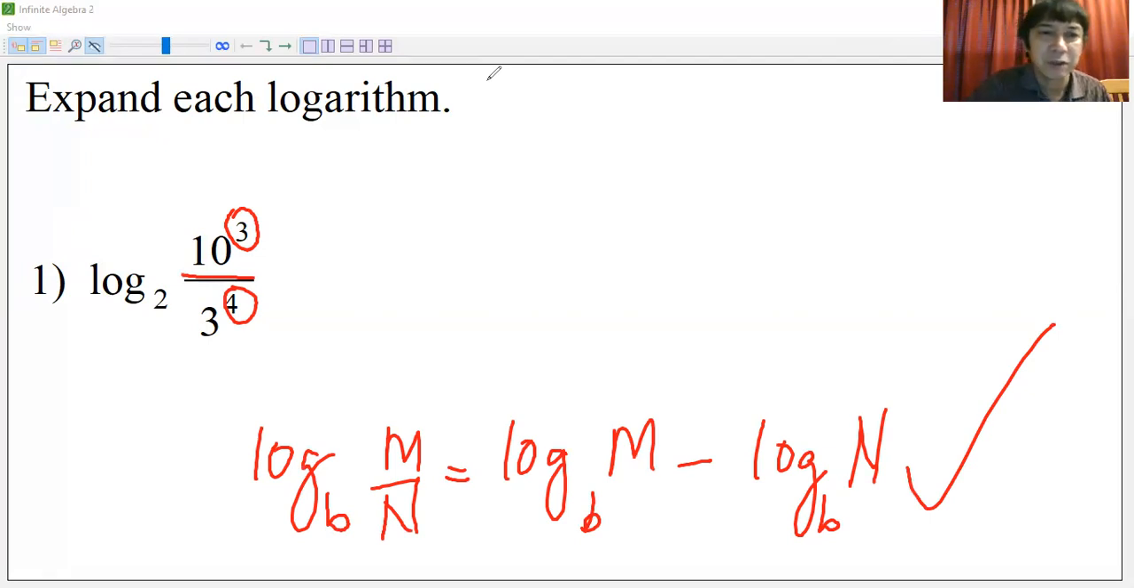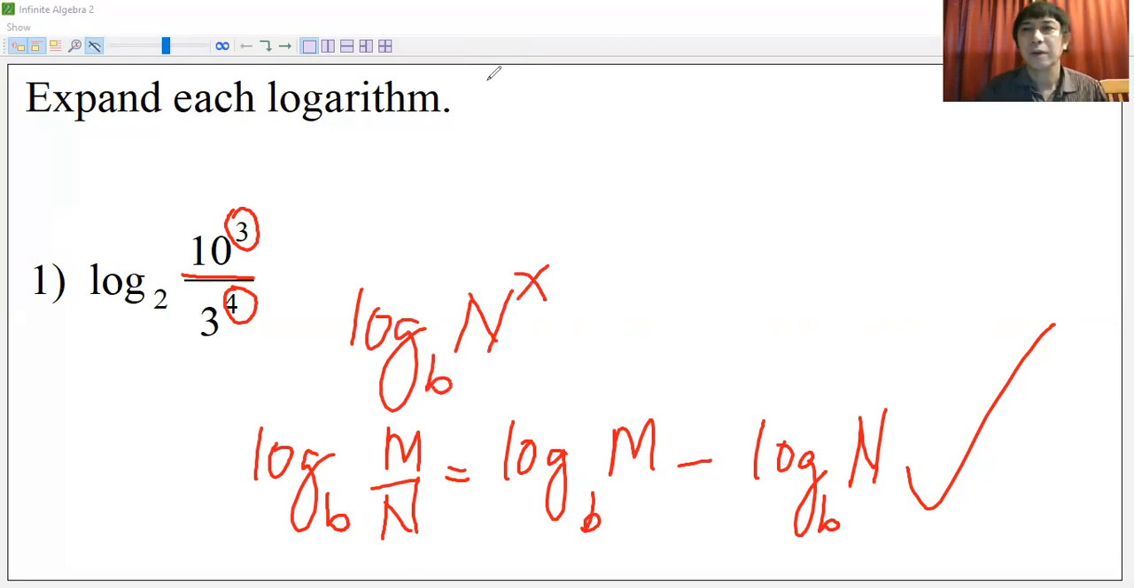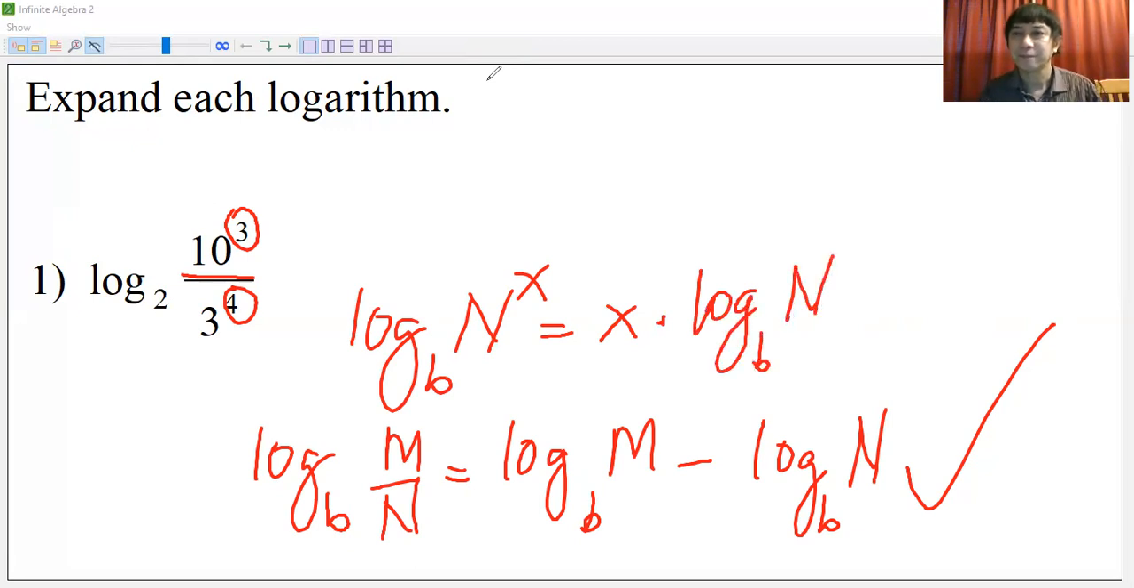The other one is when you have an exponent there. So logarithm of n to the x base b, you will have to make this x go in front of that, and then logarithm of n base b. There. Okay, so let's apply this one and this one for the given problem. All right, let me start.